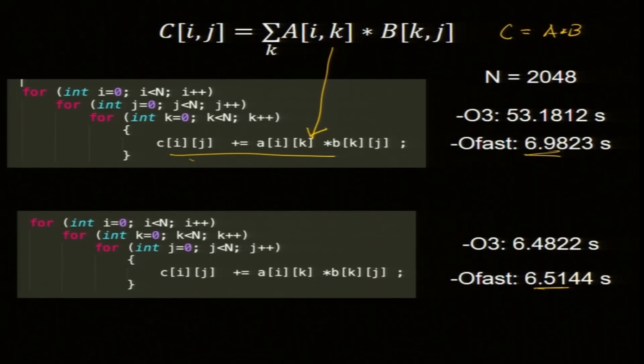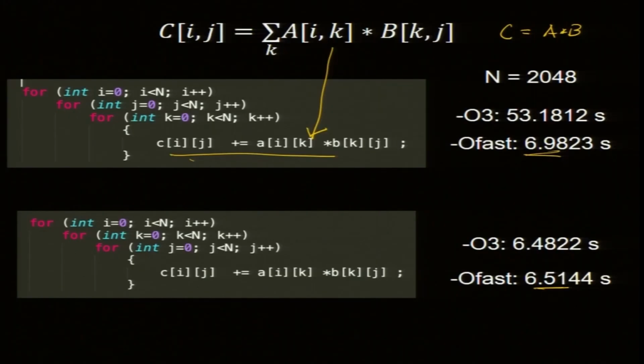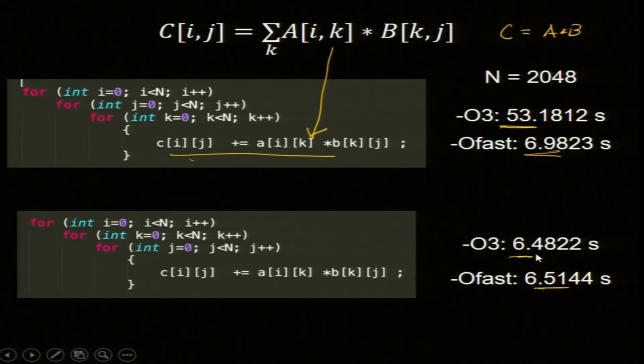The third case is k i j. You make k at the top, and the numbers with O3 is 6.989 seconds. O fast is doing some arrangement within itself. O fast is very clever. It is worrying about cache alignment. O3 is not changing the loops. I am making a mistake, this O3 I am counting as minutes.